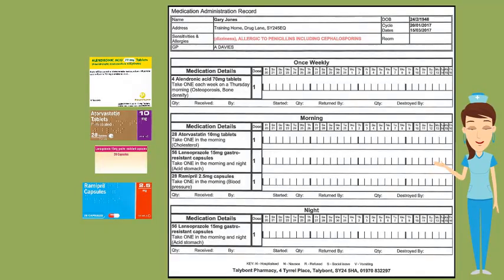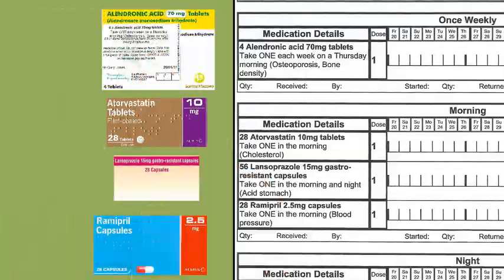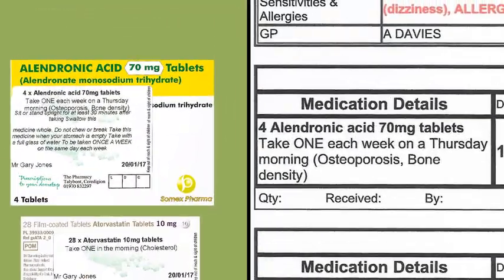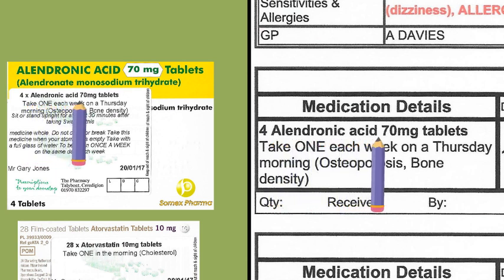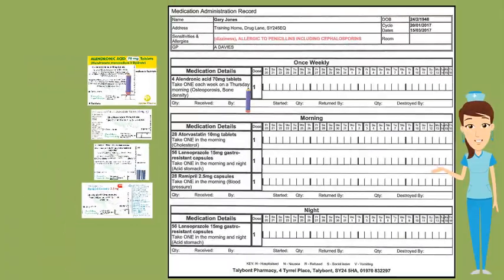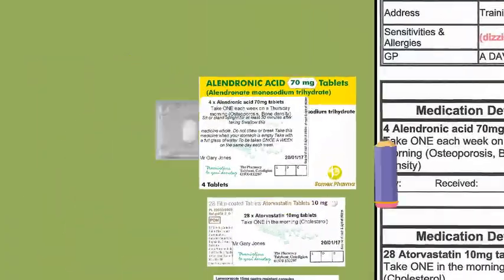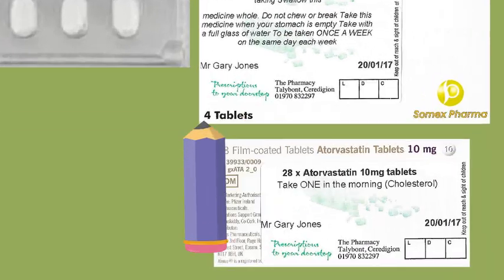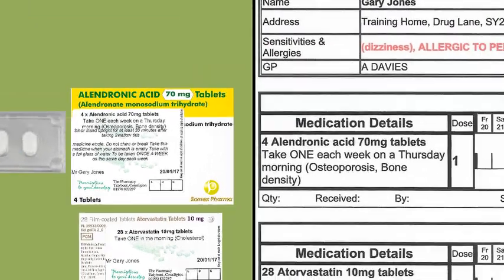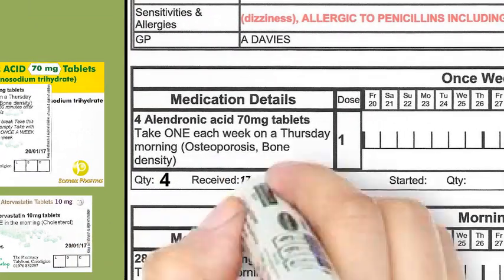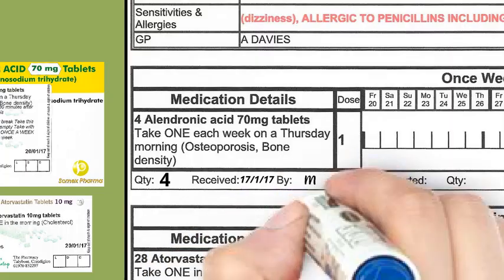Turn the medication over to show the prescription label. Check the medication name on the medication label corresponds to the MAR chart. Check that the dosage direction corresponds. Check that the quantity of medication is correct. Enter the quantity, date received, and by whom, which would be your signature.